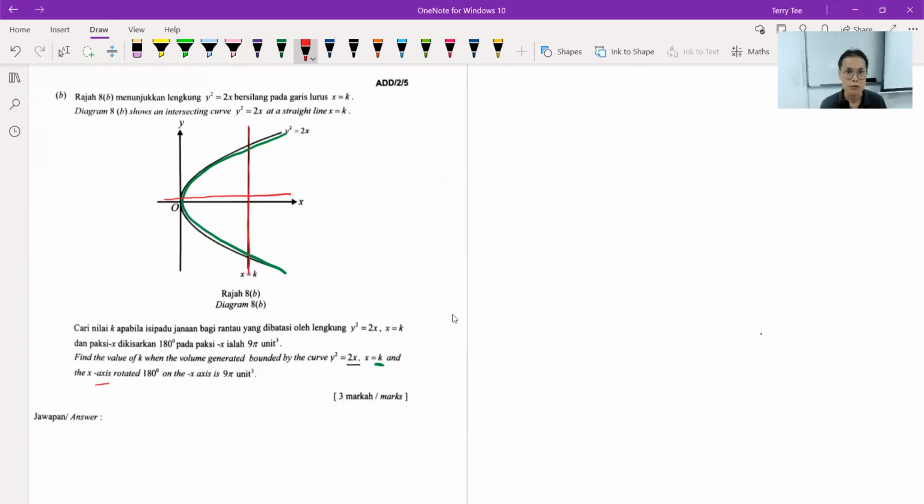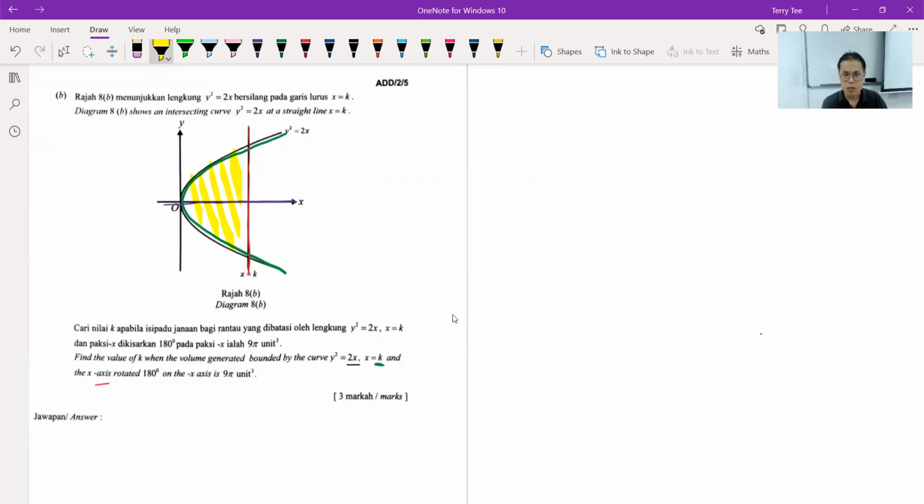All right, maybe I'll use a different color, purple. Actually, they don't have to mention the x-axis. If you notice, the region is actually here, we should say the whole thing, right?